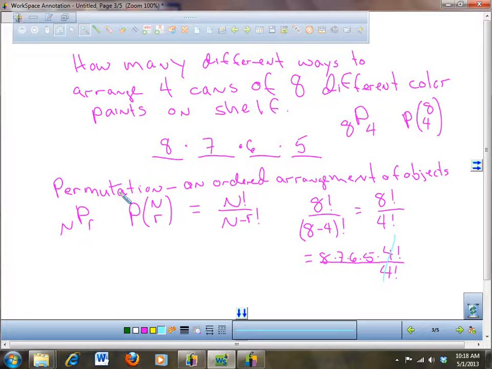Should the n minus r be in parentheses? So the n minus r. No, to the left. Oh yeah, you're right. Sorry. Thank you. That should be in parentheses.